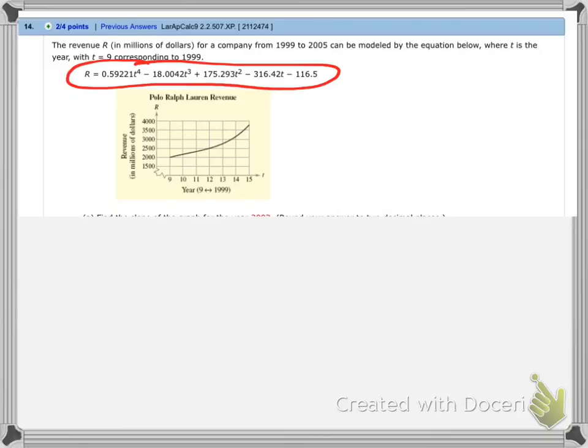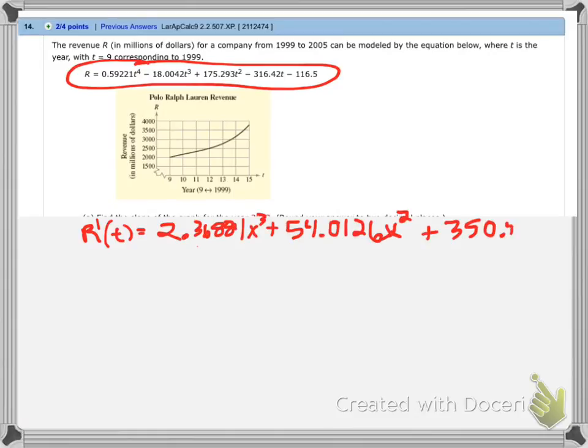So if you have the function up there, there's a couple ways to go about this, but the power rule is you multiply the exponent times the number out front, take the exponent down one, and then keep going down the line. The 316.42t just becomes 316.42t to the first. And then the constant at the end, the 116, goes away because it ends up being times 0, and that drops off. The derivative of any constant is 0.